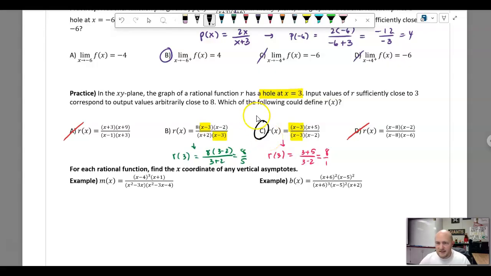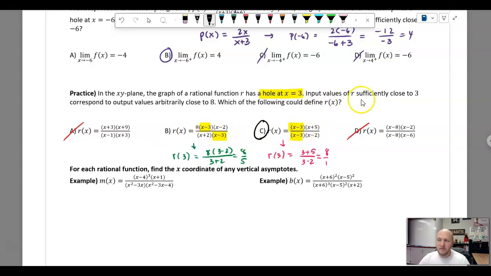Now, how do we get C? They say the function has a hole at 3. So right away, you should be looking for, hey, I need a factor of x minus 3 top and bottom. Now, D and A do not have that. A has an x plus 3, that would be a hole at negative 3. So good tricks there. So we're looking at B and C, and I highlighted that x minus 3 factor.